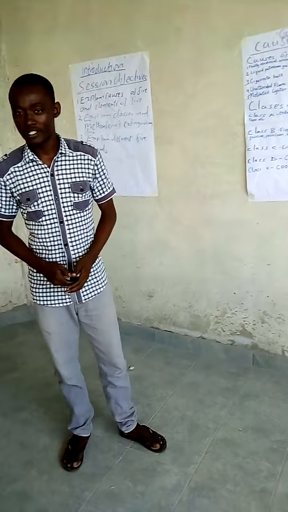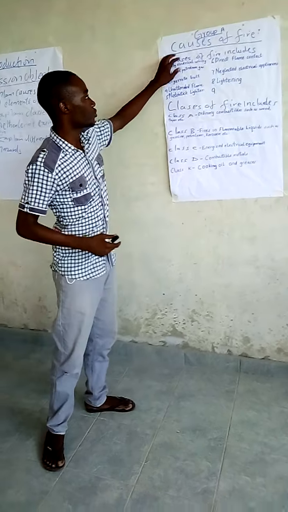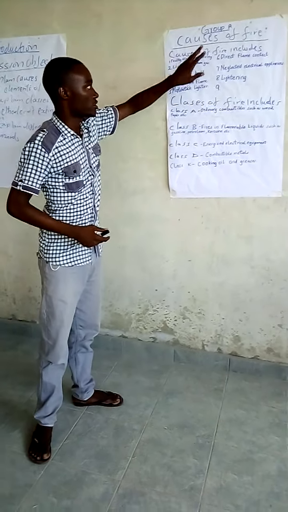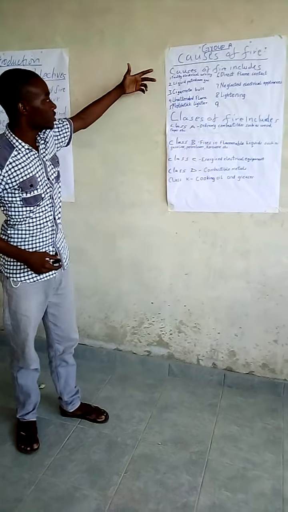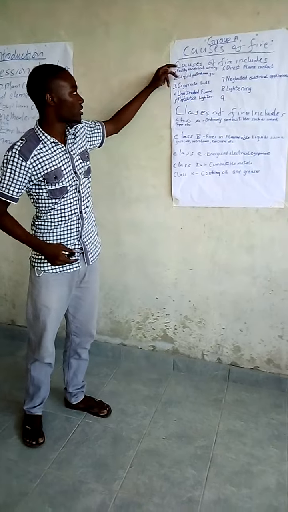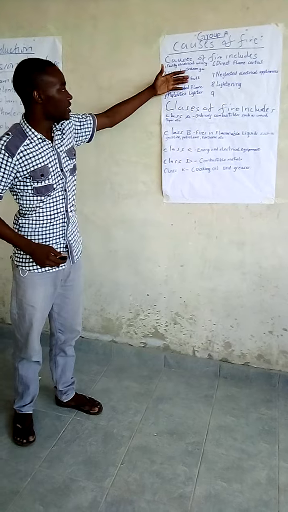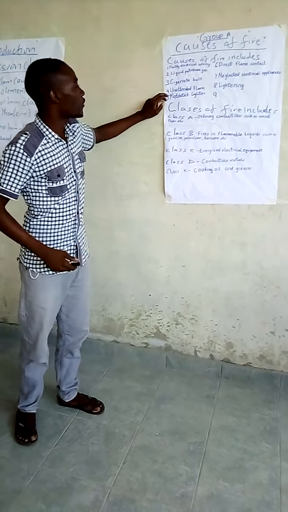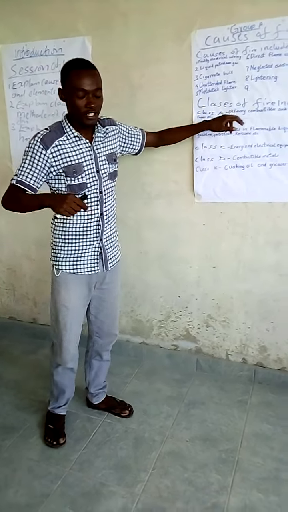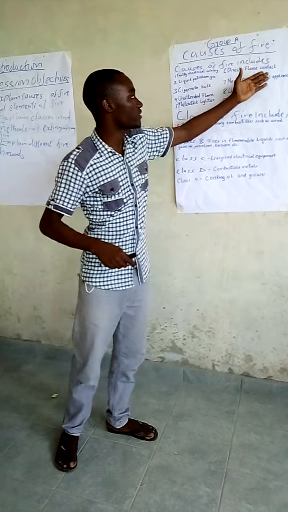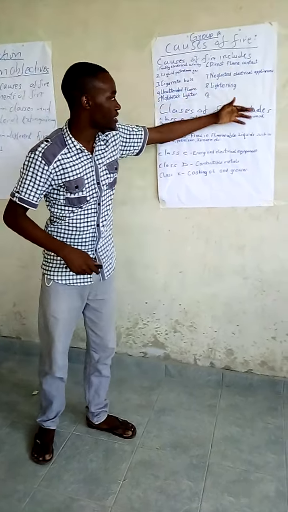Good afternoon, members. In my group, we were asked to go and read more about causes of fire, and these are our findings. Causes of fire include: 1, faulty electrical wiring; 2, liquid petroleum gas; 3, cigarette butt; 4, unattended flame; 5, matchstick or lighter; 6, direct flame contact. We also have neglected electrical appliances and lightning.